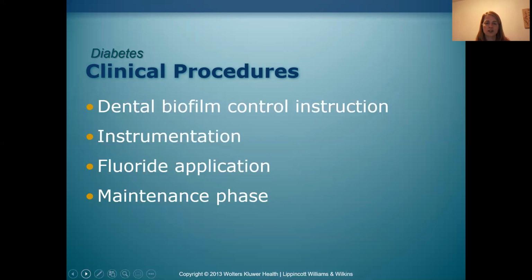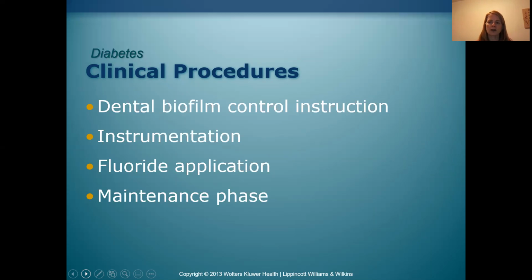For instrumentation, you really want to make sure that you are adapting well and not causing any tissue trauma, any places that would potentially not heal well for the patient. You want to have them in a strict maintenance phase. So instead of a 6-month time frame for recare appointments, you might want to have them in a 3-month recall.